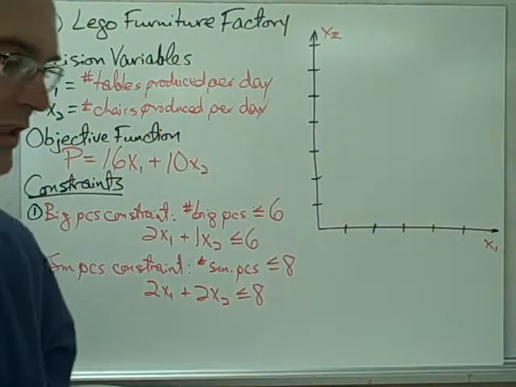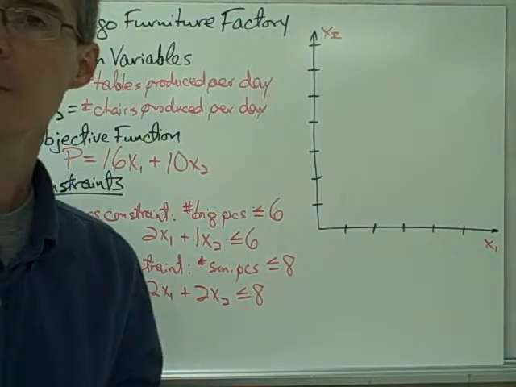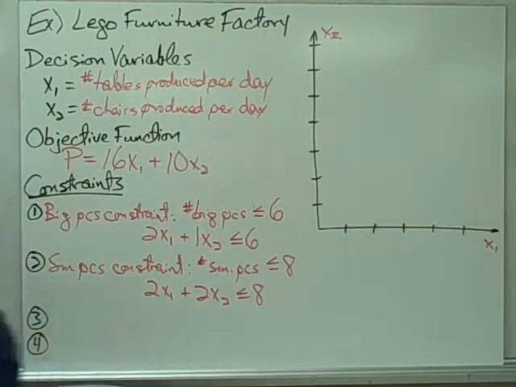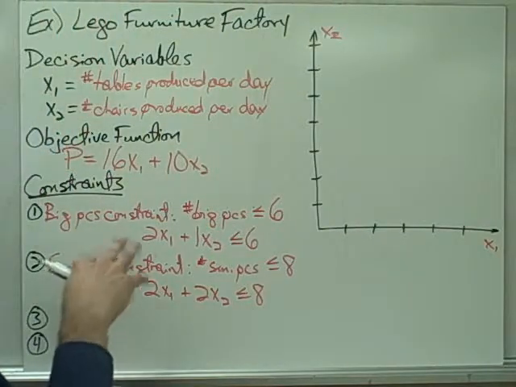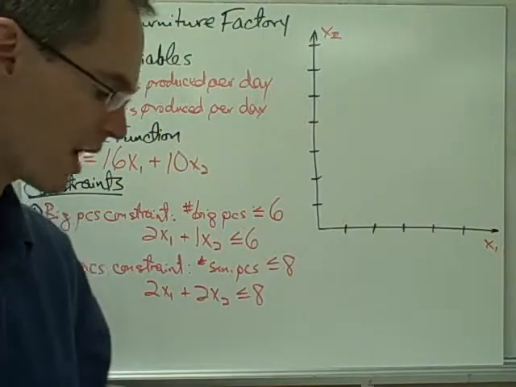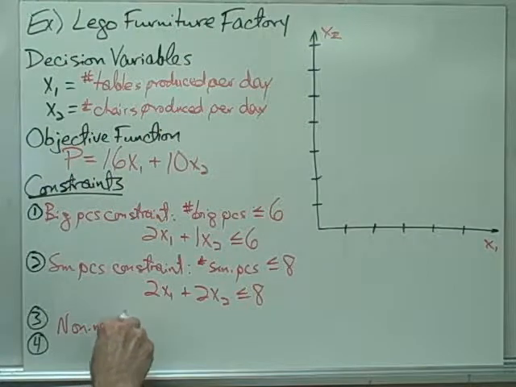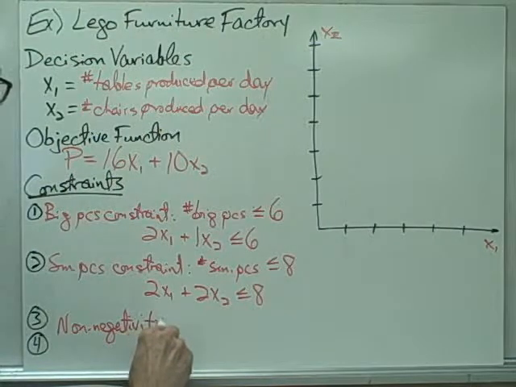Now, at first glance, it looks like those are the only 2 constraints, the number of big pieces and small pieces provided by my supplier, but it turns out there are also a couple of other constraints that we use very often in these types of problems, and these constraints are what we call the non-negativity constraints.